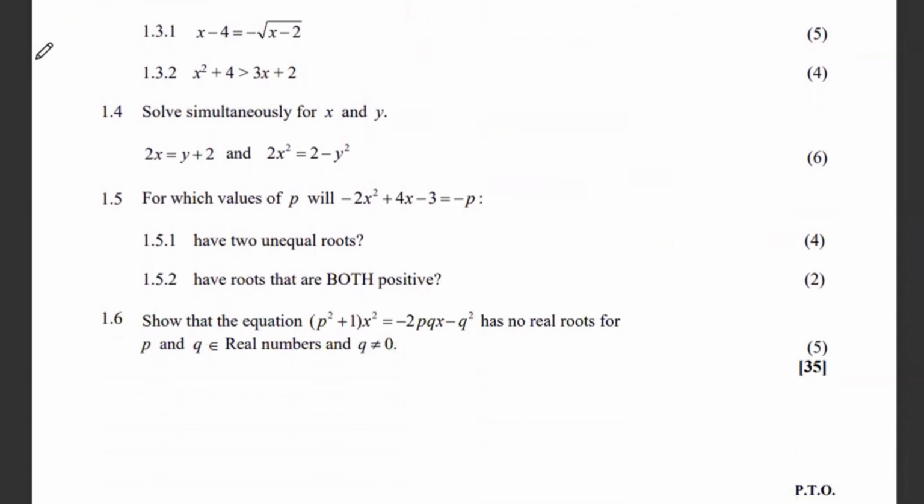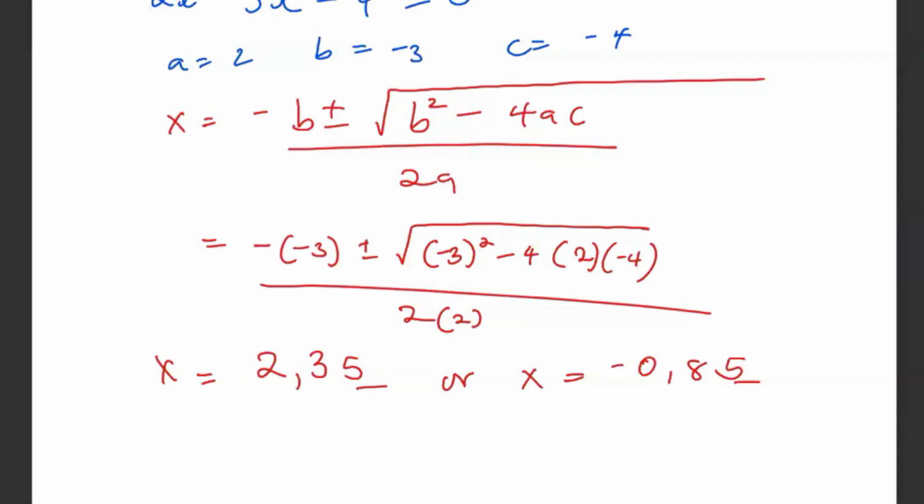1.3.1. We have x minus 4 is equal to negative root of x minus 2.